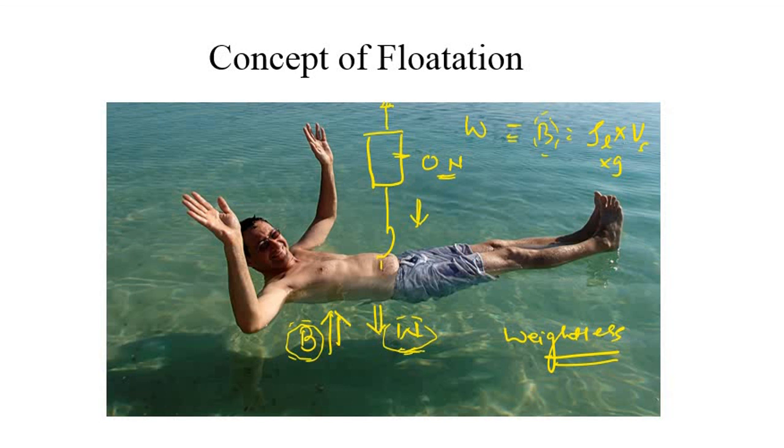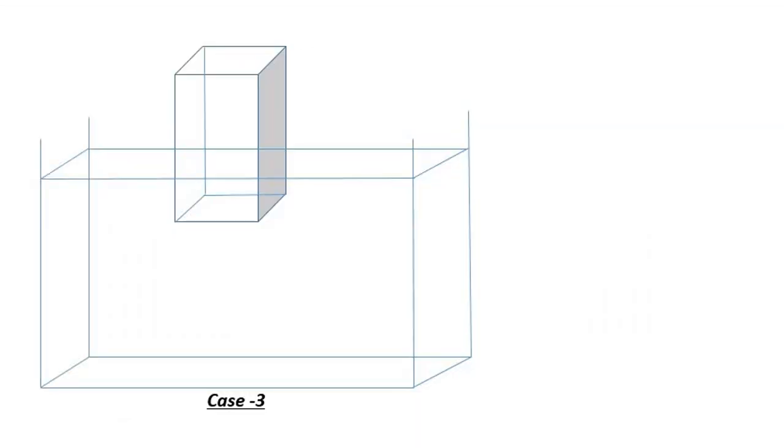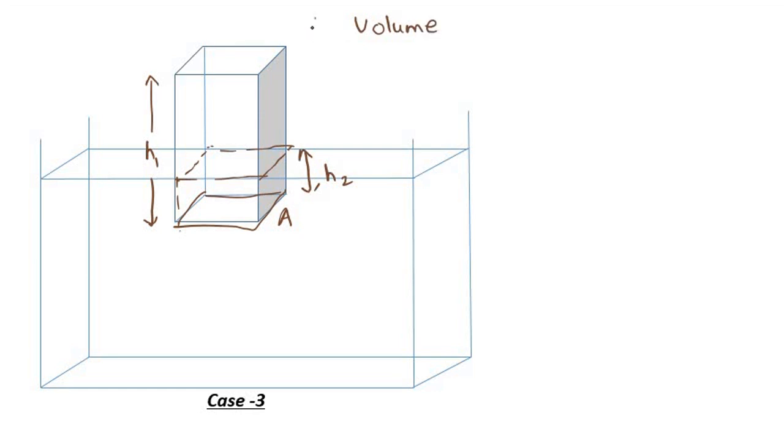Let's move on and understand the slide in depth about the law of flotation, right? So here I have this part of the body which is underwater. This height I am calling h2. The complete height is h1. The area of the base is A, right? So the complete volume or full volume of the body is equal to area times h1.